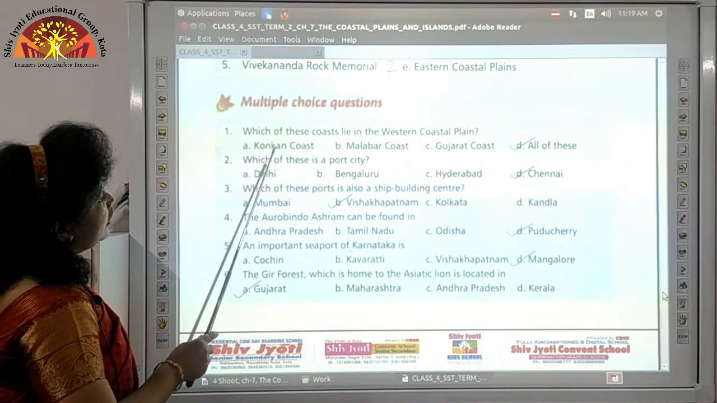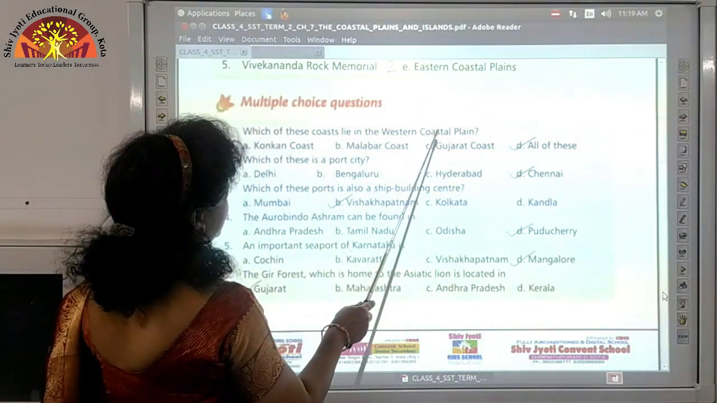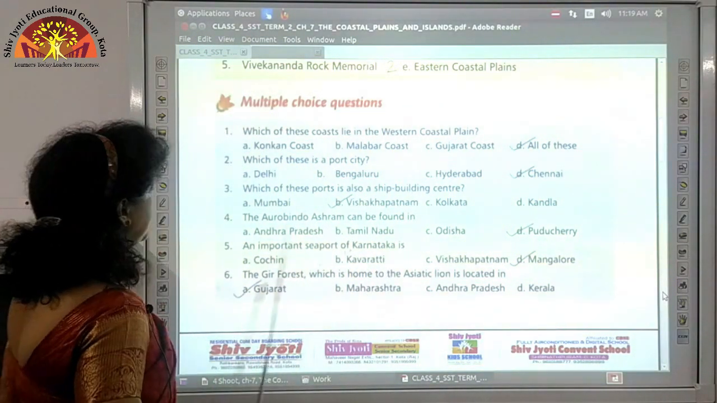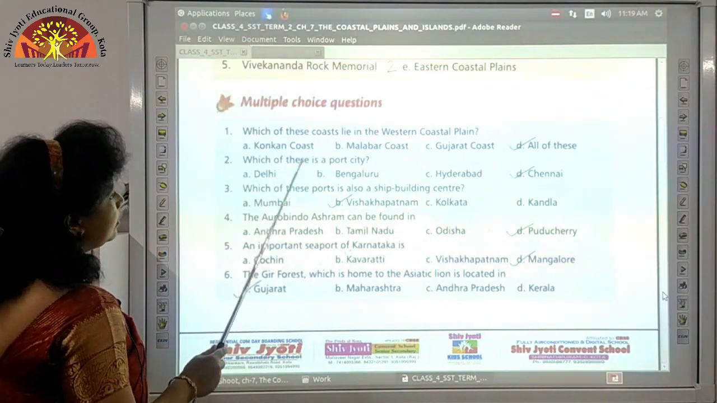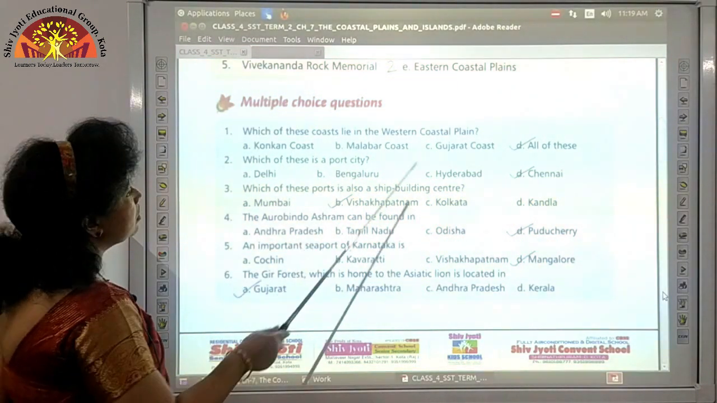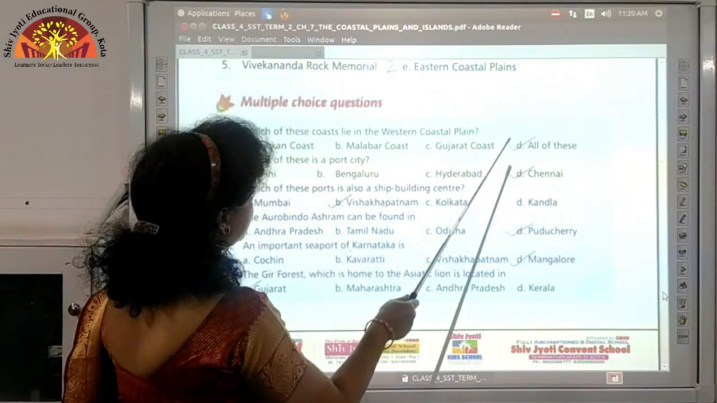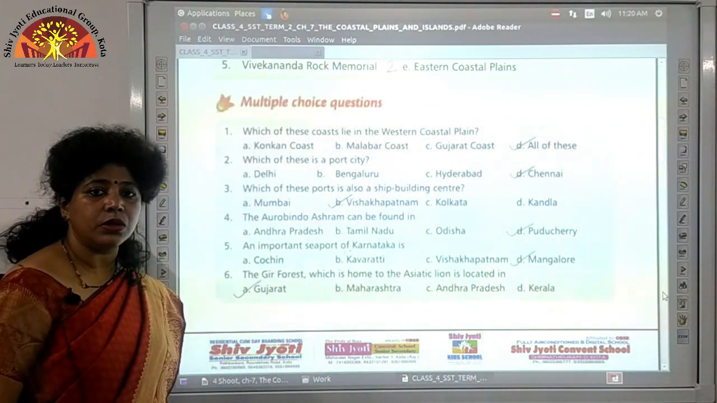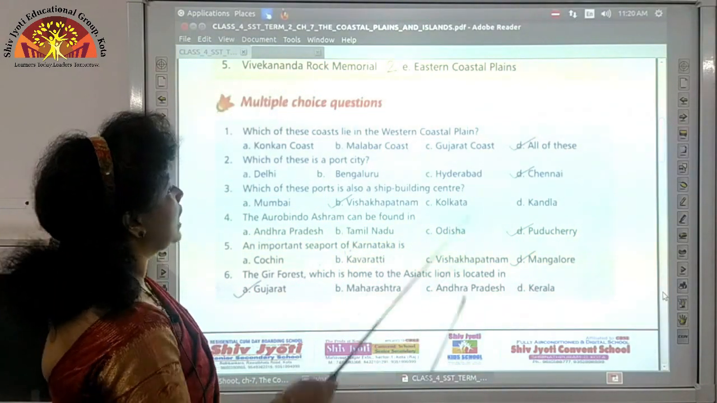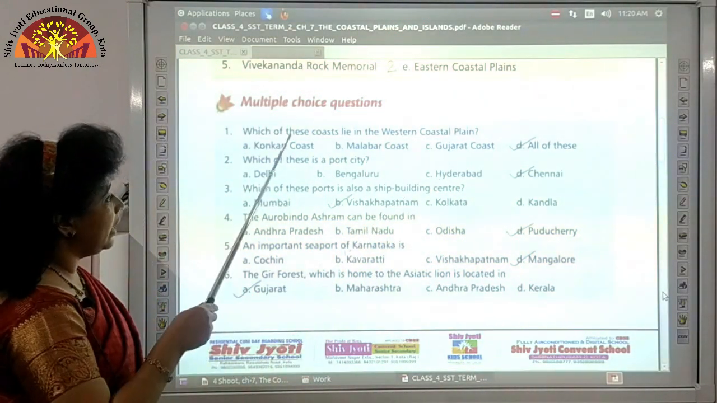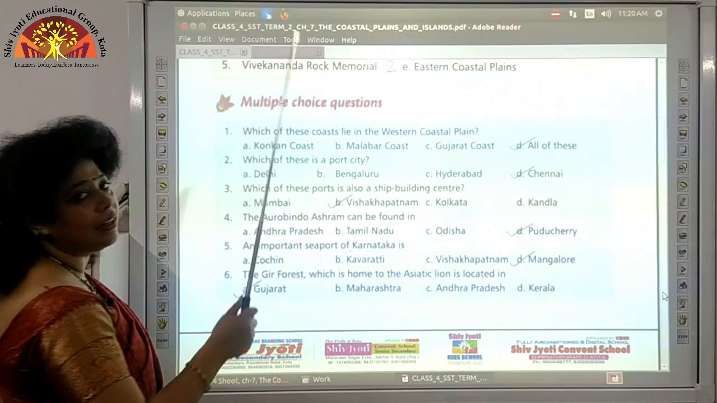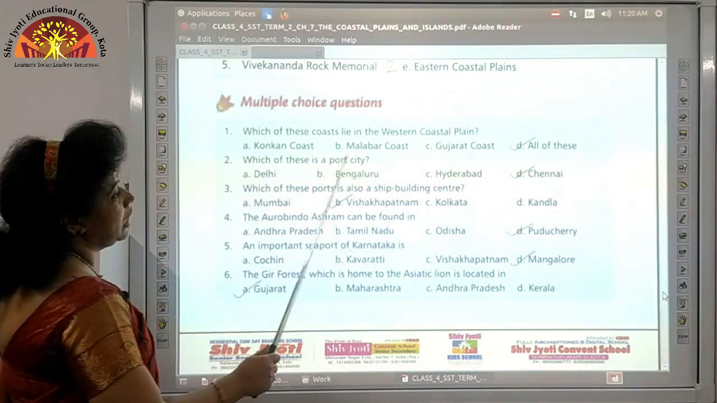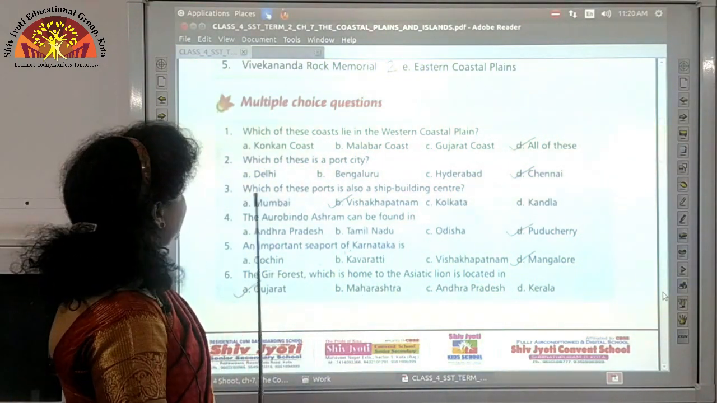Question 1, which of these coasts lie in the western coastal plain? Your options are A, Konkan coast, B, Malabar coast, C, Gujarat coast, and D, all of these. And which are the 3 parts of western coastal plain, children? It starts from Gujarat coast, then Konkan coast, and third Malabar coast. So the correct option is D, all of these.